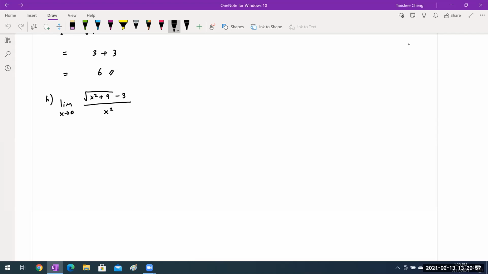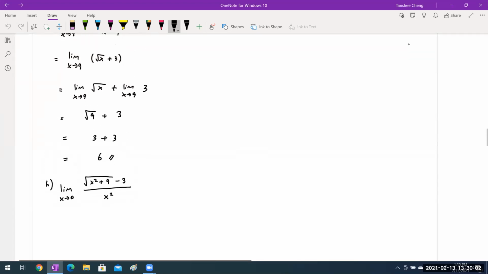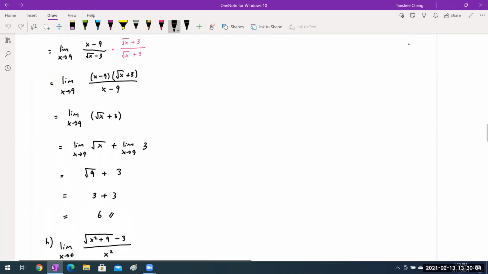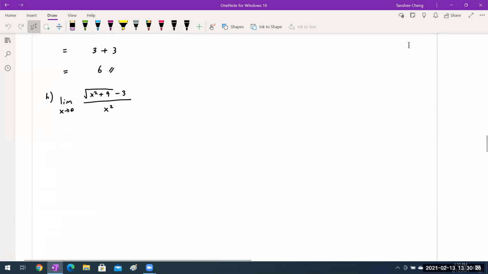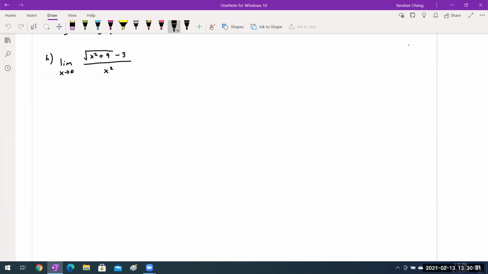In the previous example, we learned how to deal with functions involving radical expressions, where we rationalized the denominator. So in this case, you can see that one way to simplify this function is rationalizing the numerator. So I want you to pause and try to rationalize the numerator and see what you get.